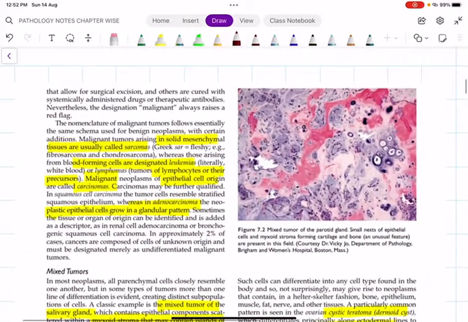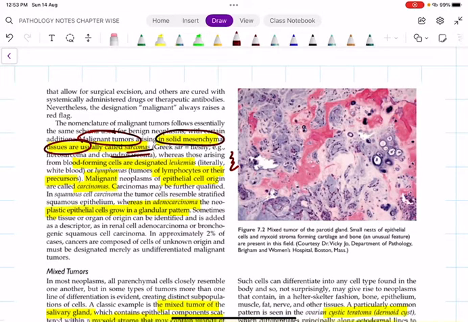Then malignant tumors which arise from the mesenchyme. Benign tumors I told you: chondroma, fibroma. If the malignant tumors arise from the mesenchymal tissues, we call them sarcomas. For example, fibrosarcoma is nothing else but the malignant variety of fibroma. Chondrosarcoma similarly. And remember leukemias, which are blood forming, and lymphomas. Leukemia means from the blood forming cells. Lymphoma means from the lymphocytes or the precursors of lymphocytes.